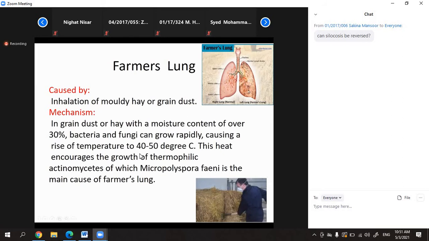Here the left lung is the farmer's lung, which is affected as compared to the right lung, which is normal. In grain dust or hay with a moisture content of over 30%, bacteria and fungi can grow rapidly, raising the temperature to 40 to 50 degrees centigrade. This heat encourages the growth of thermophilic actinomycetes, of which Polysporophyni is the main cause of farmer's lung. So this is the mechanism of farmer's lung disease, which is due to inhalation of grain dust.